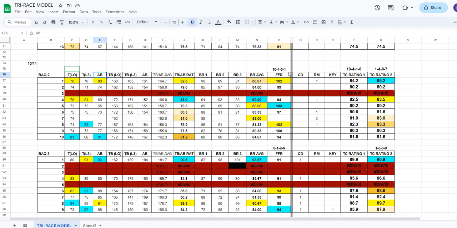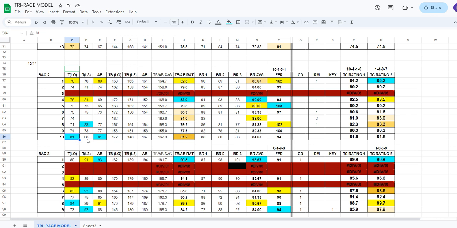And then when I look at the TC ratings off of just the matrix figures, I got a 10-4-1-8. And then over here, when I figure in the qualitative data, the 1 horse finishes on top with the highest TC rating, which is an 85.2. That'd be 1-4-8-7. The 10 horse doesn't show up, so this should be interesting.